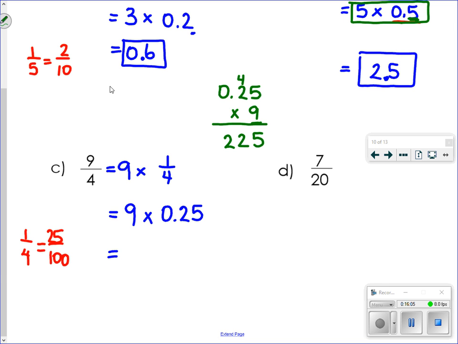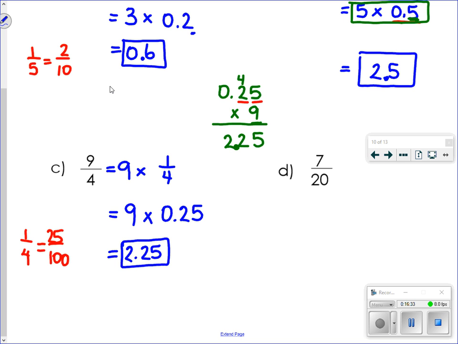Okay, now to figure out where my decimal goes, I look at how many decimal places do I have in the question. How many digits are in the decimal places? 1, 2. So the same has to be in my answer. 2 digits in the decimal places. That puts my decimal right there. 2.25 is my final answer. 9 times 0.25.